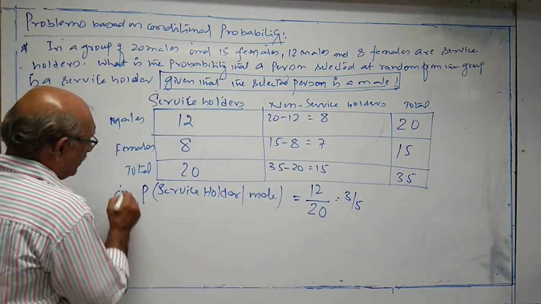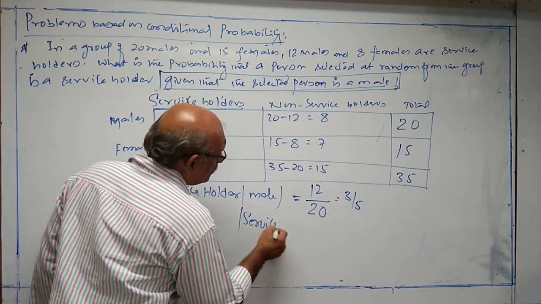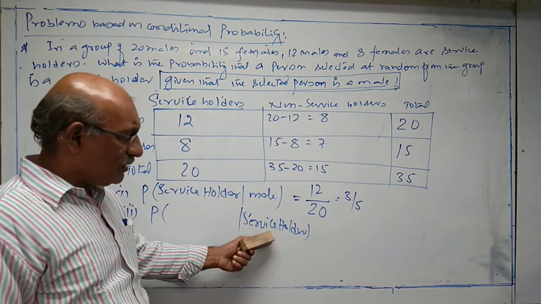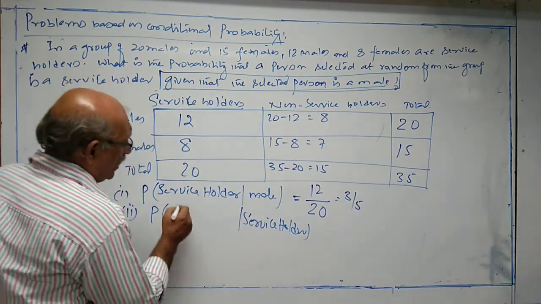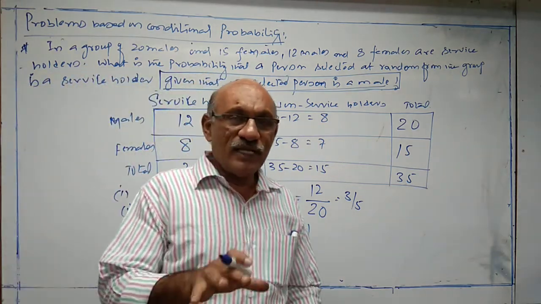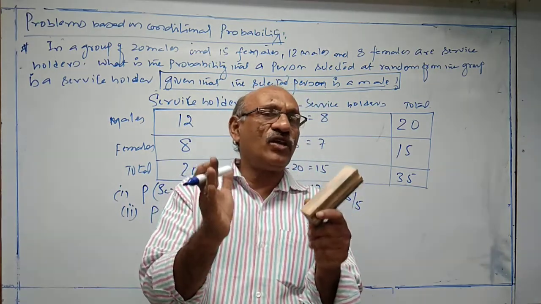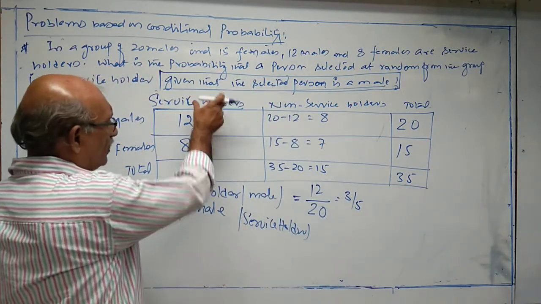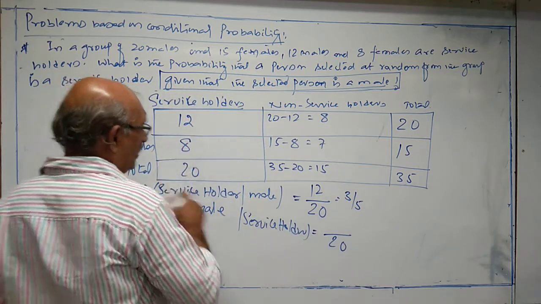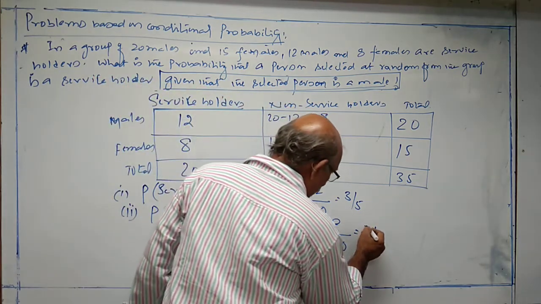Suppose I am adding one more question here. Given the candidate is a service holder, what is the probability that the selected candidate is a female? This time, from whom have you selected a candidate? From the service holders. So you have to concentrate only on service holders. How many service holders do I have? 20. Now out of this, how many females are there? 8 females are there. So 2 by 5 is my answer.